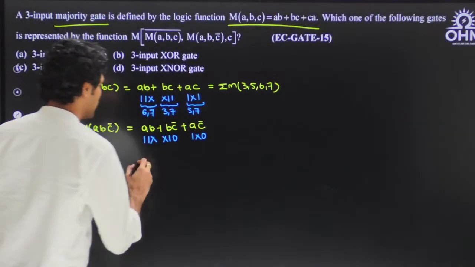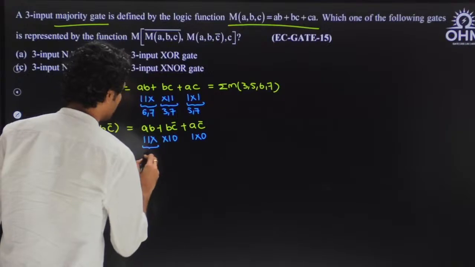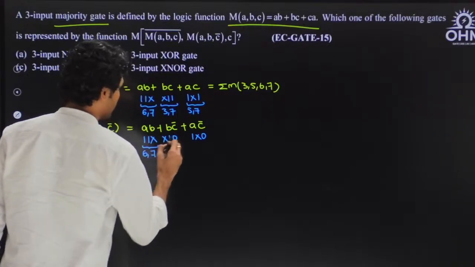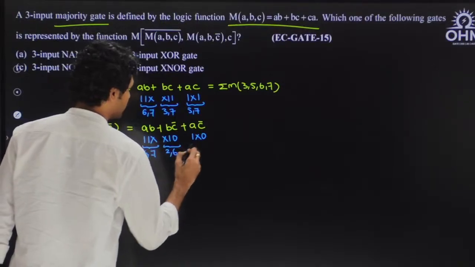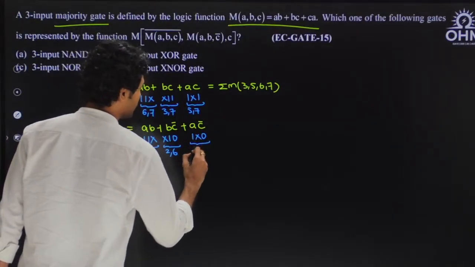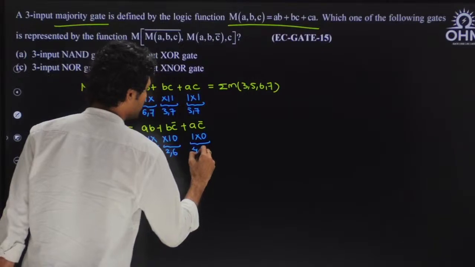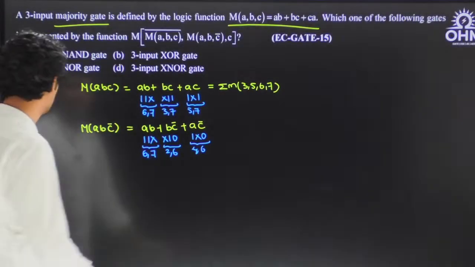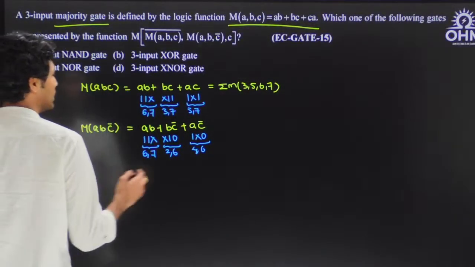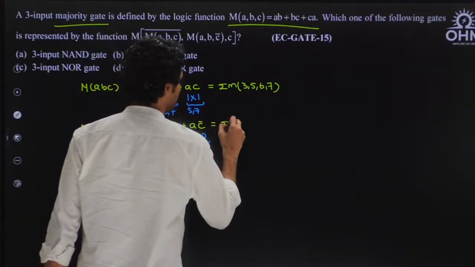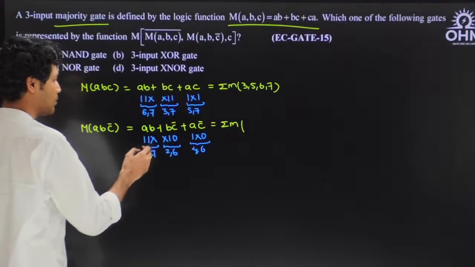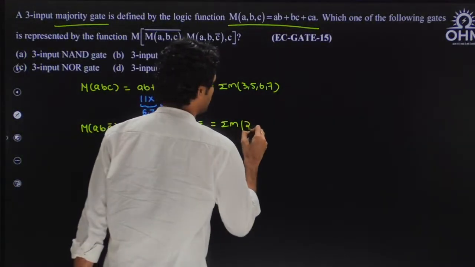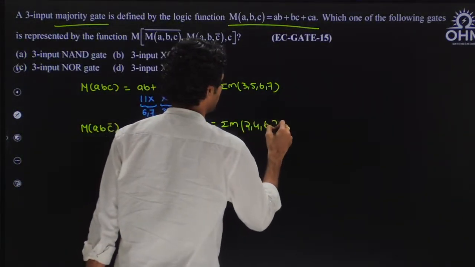So accordingly, what are the numbers here? 1, 1, 0 means 6, 7. This is x, 1, 0: 0 1 0 is 2, 1 1 0 is 6. This is 1, 0, x: 1 0 0 is 4, 1 1 0 is 6. So we have the list of minterms here. What is the expression in terms of minterms format? This is sigma minterms. We have 2, 4, 6 is common, 7. So this is 2, 4, 6, 7. Right?